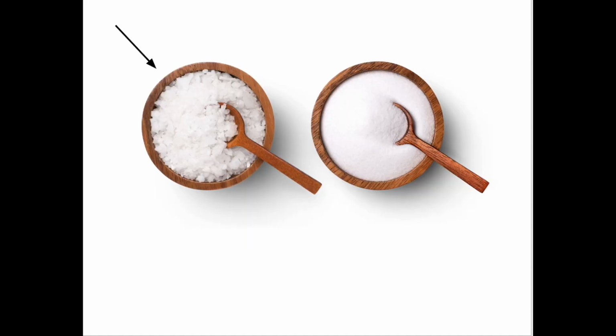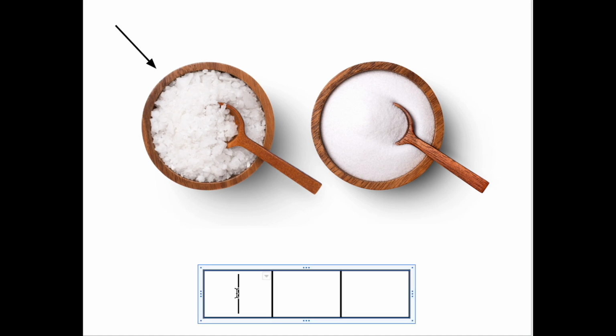In our next picture, we have 2 kinds of salt. We have a fine salt and a coarse salt. The arrow is pointing to the coarse salt. Our word is coarse. Coarse. How many sounds do you hear in the word coarse? There are 3 sounds in coarse.